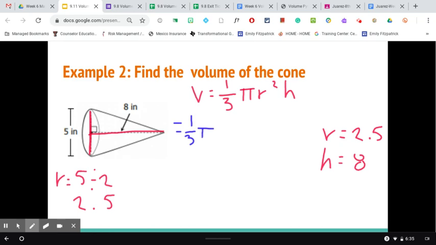1/3 times pi times the radius squared. Don't forget to square that radius. I hope I didn't forget in the last one. If I did, then don't forget we have to square that radius.